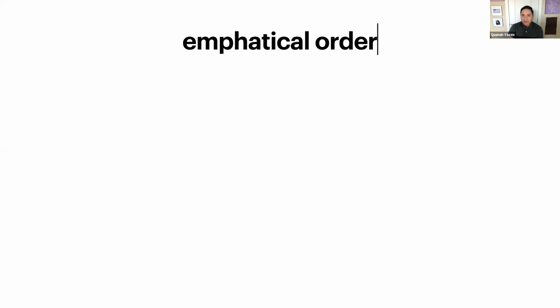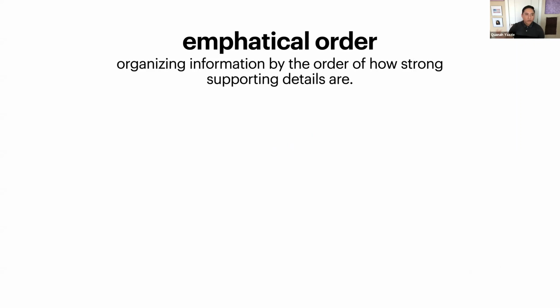Emphatic order. So emphatic order is literally organizing information by how strong things are. So what's most important to what's least important. So coming back to the essay structures, right? Introduction, the body of work, and then the conclusion. Within the body portion itself, this is where a lot of that information is going to be shifting around based off of what you're going to be writing about, right?